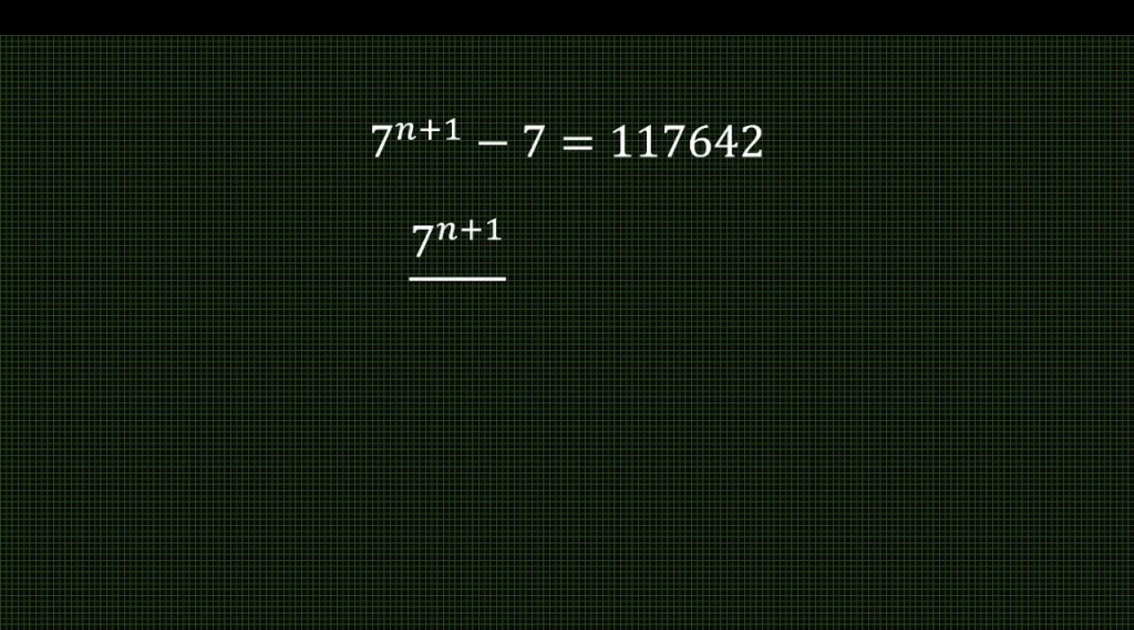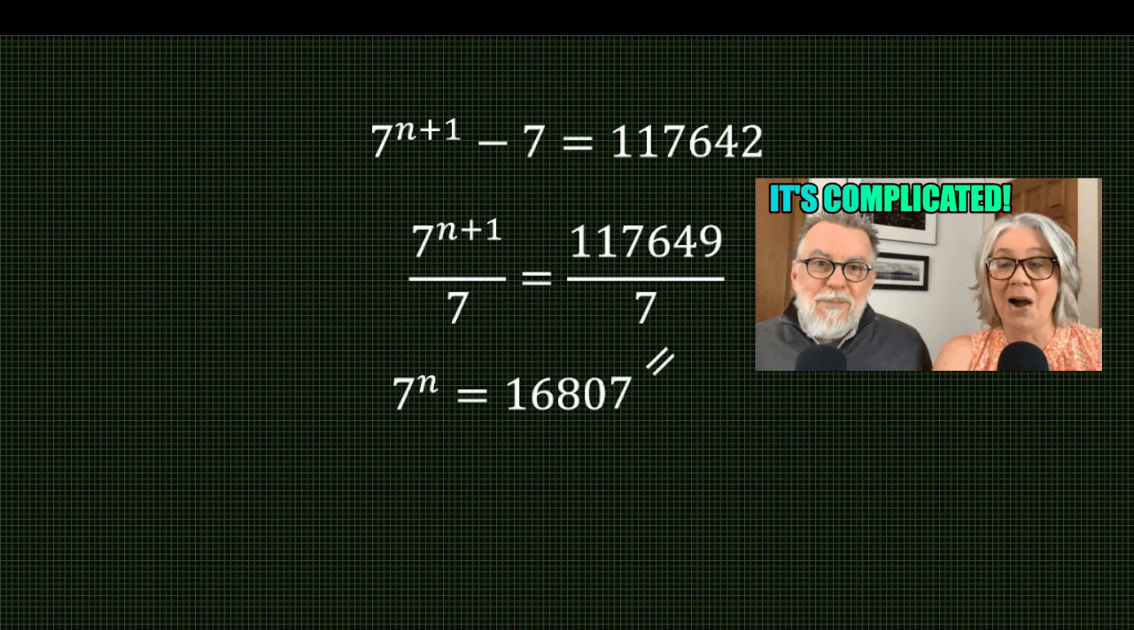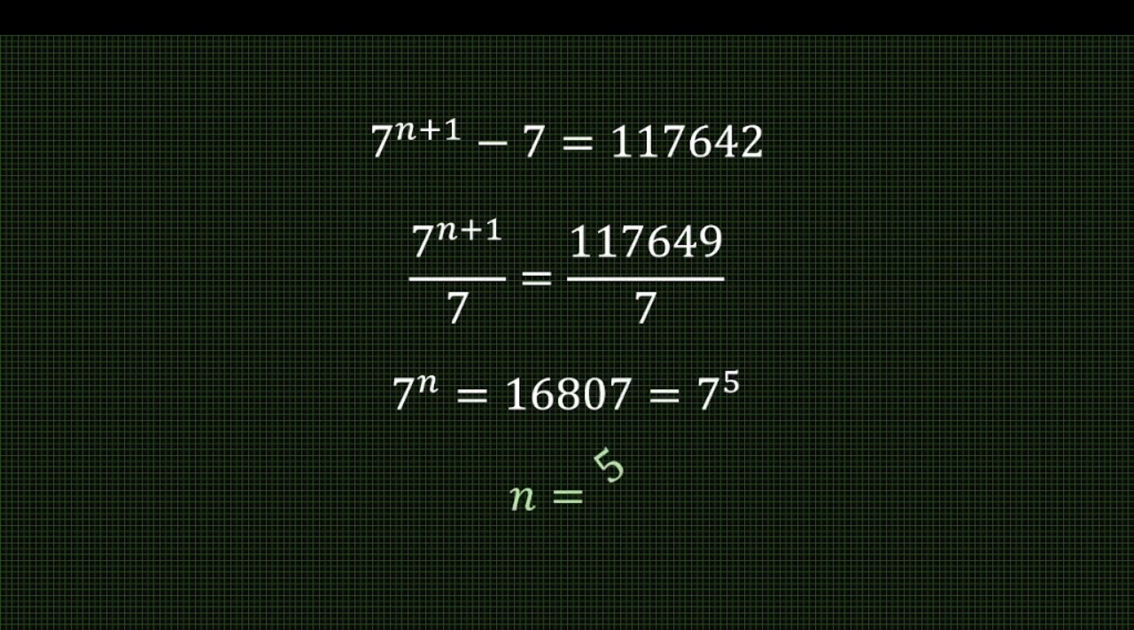Now on simplifying, we will get 7 to the power n plus 1 is equal to 117649, and we will divide it by 7. So we will get 7 to the power n is equal to this number, and we can see that this number is 16807, which is 7 to the power 5. So n is equal to 5 is our final answer.